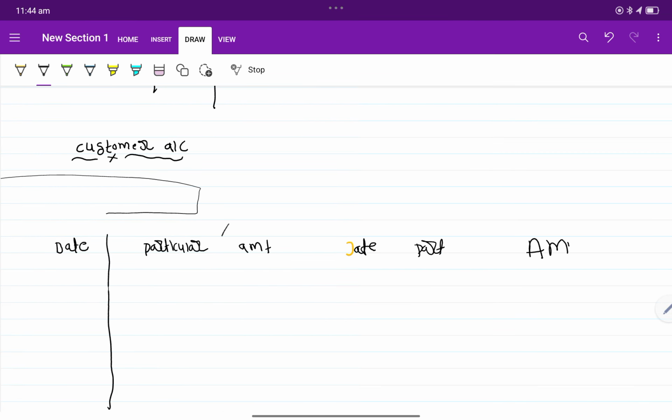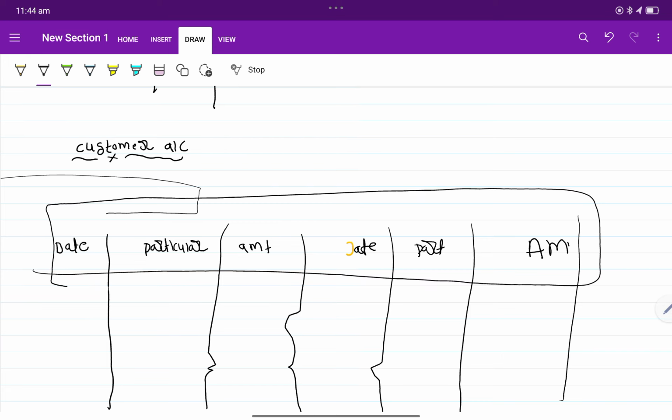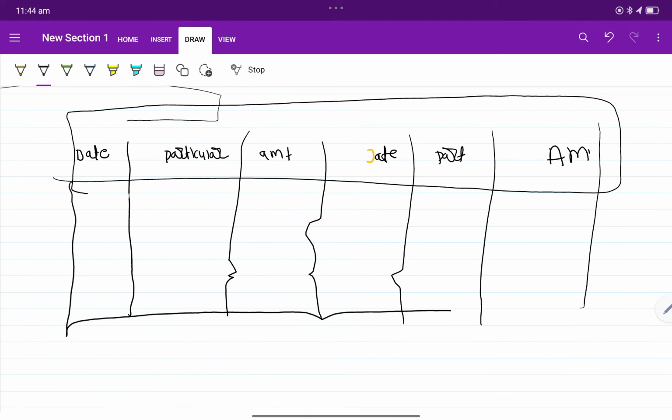As on the first day, what will you write? What accounting entry will come? You have to book the sales. What will you write? Customer account debit to sales account. So here, as on 31st March 2001, to sales account. How much?